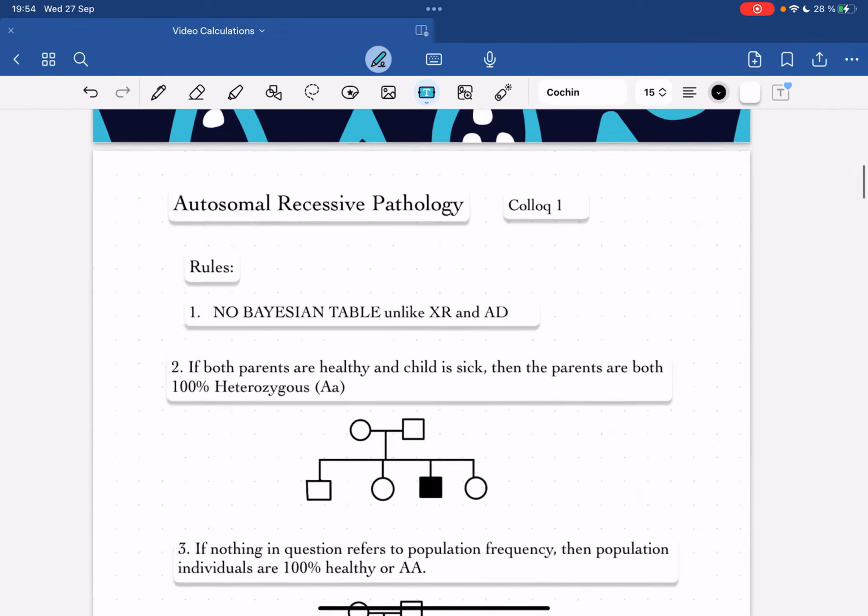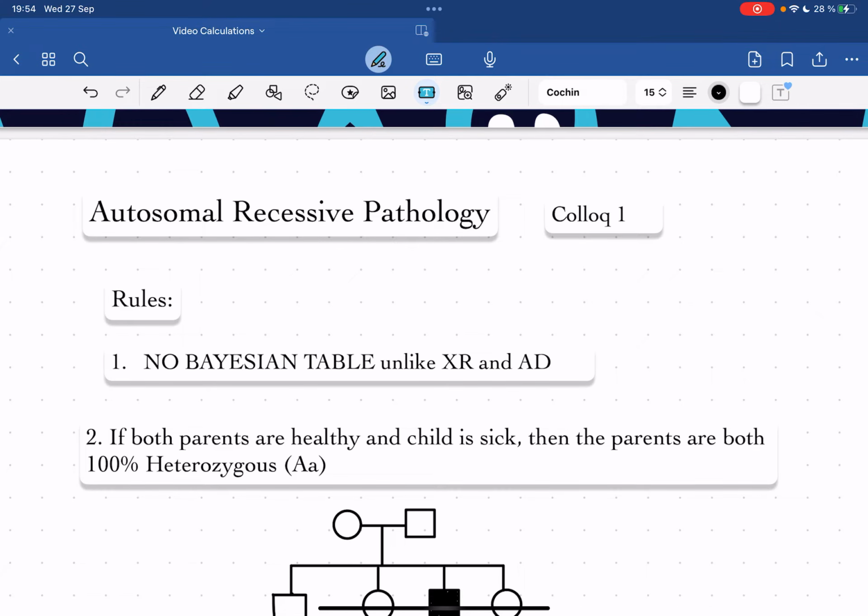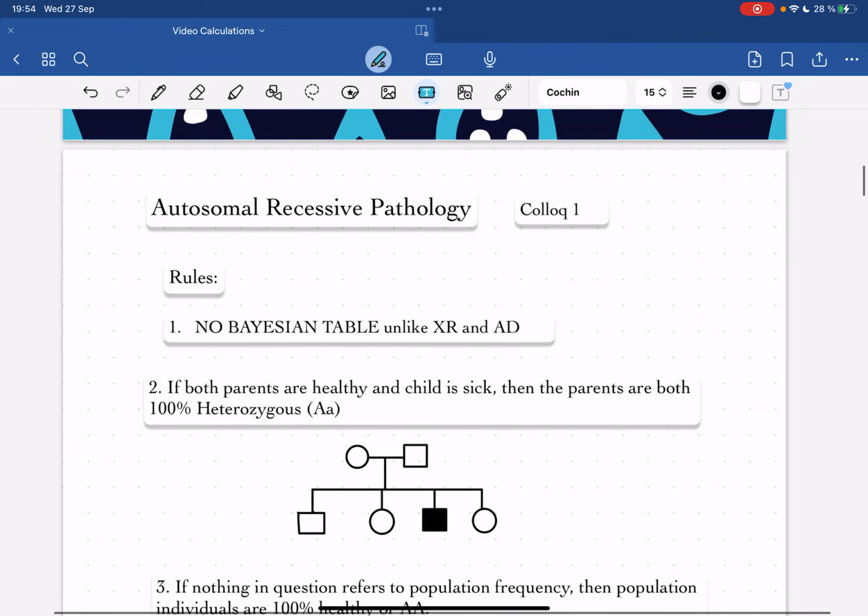All right, guys. This is a video for people who are struggling a little bit with their calculation parts for autosomal recessive pathology. I was thinking of doing one for X linked recessive pathology as well as autosomal dominant.